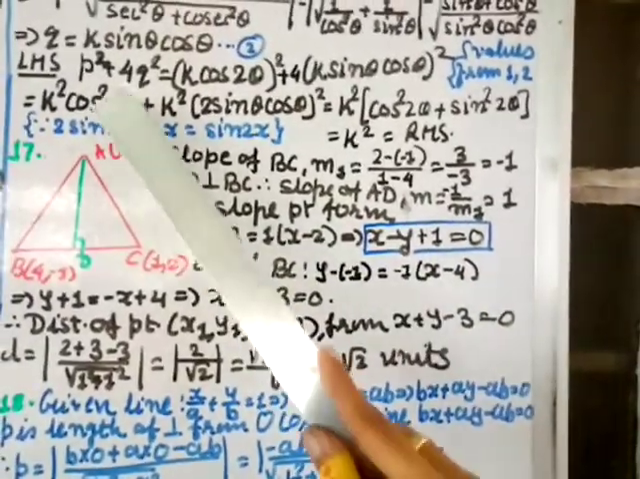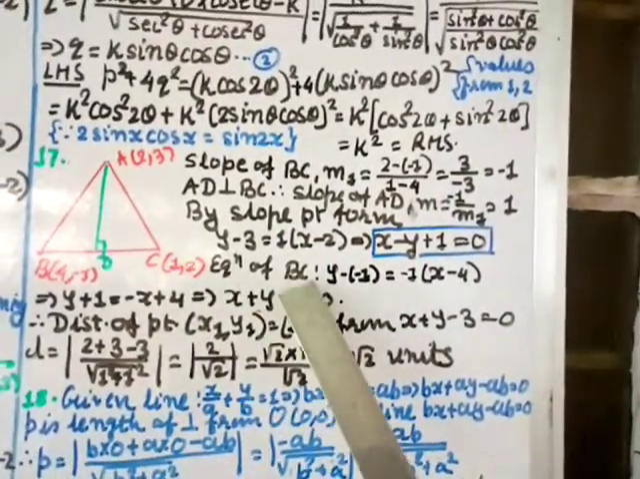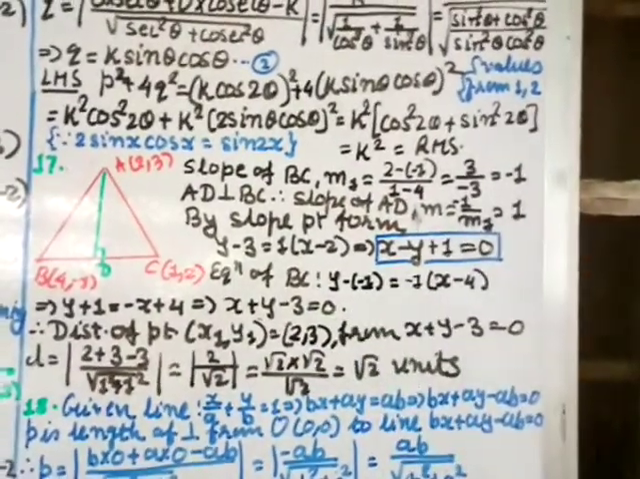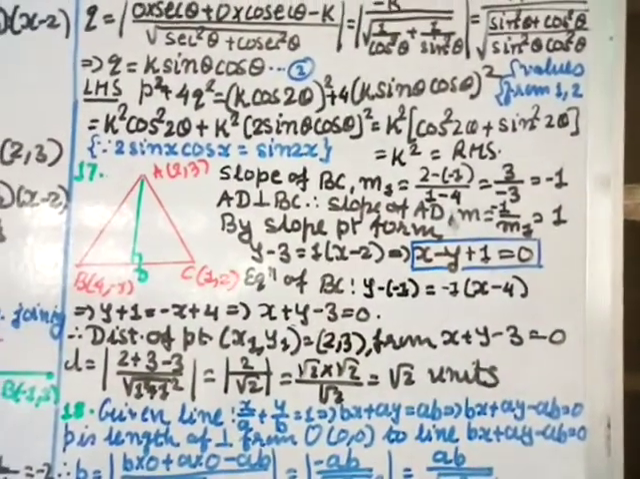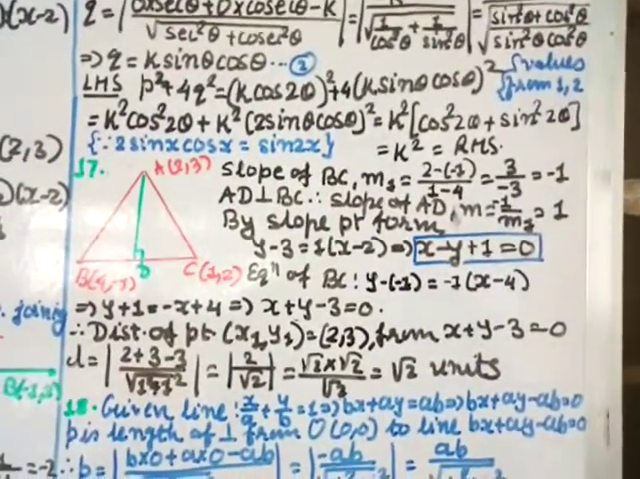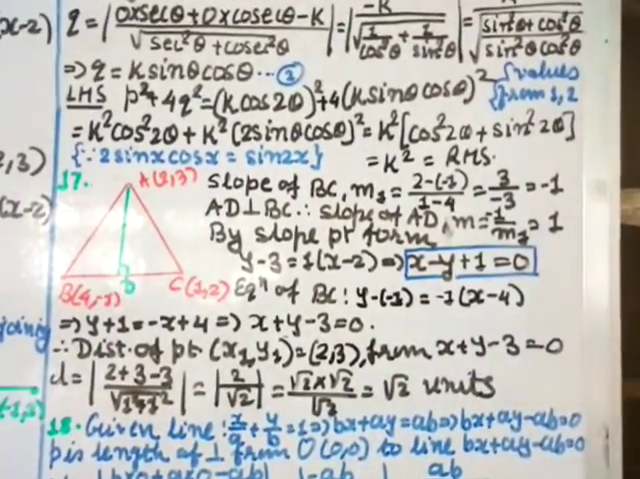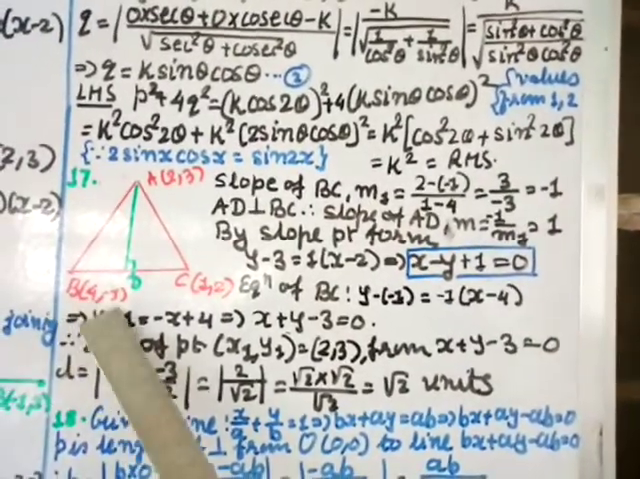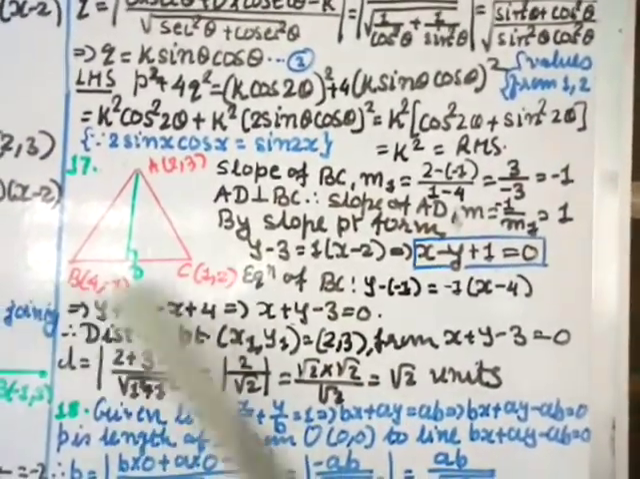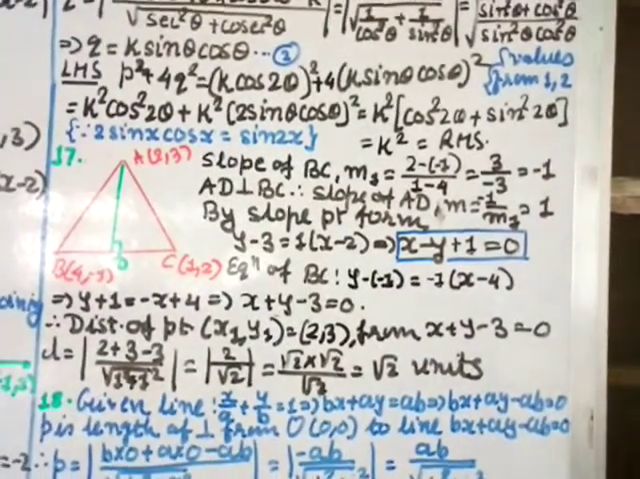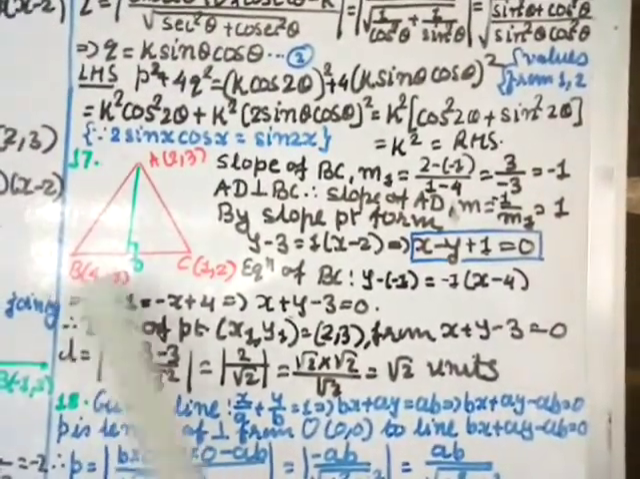So this is the equation of AD. Equation of BC, we know how to find it: we use either the two-point form or the point-slope form. Okay, I am using the point-slope form. Why? Because the point is (4, -1), and the slope of BC I already found as -1. Okay, so I am using that. If you want, you can use the two-point form also.